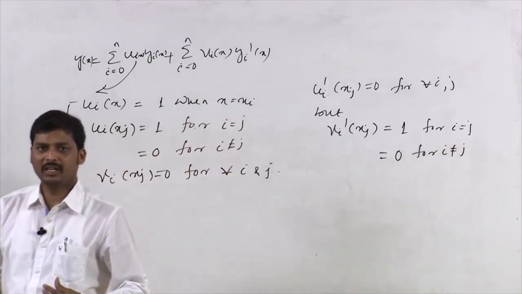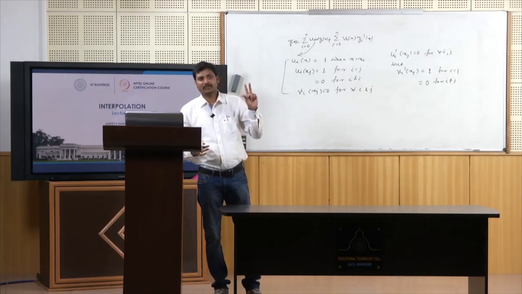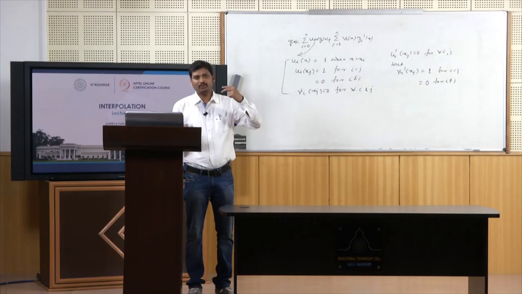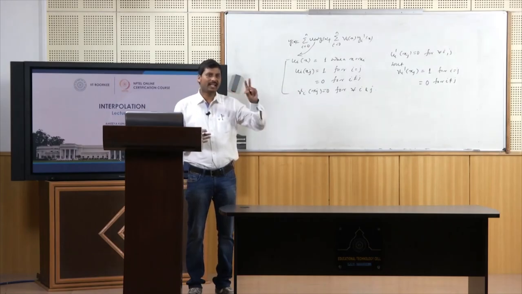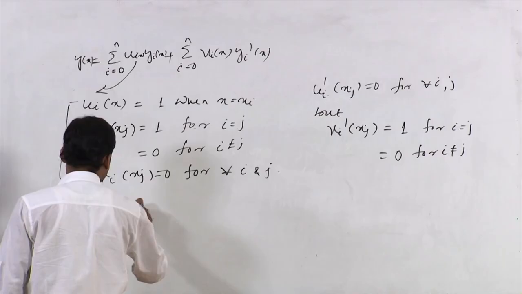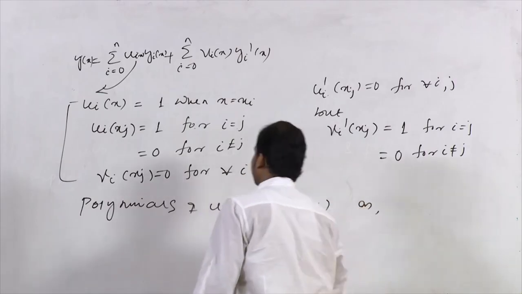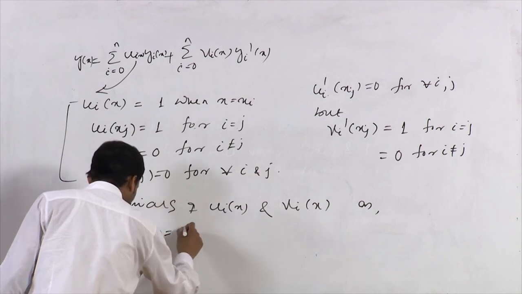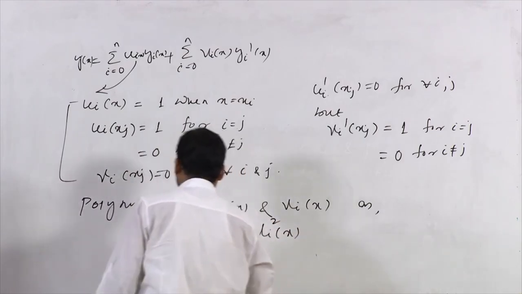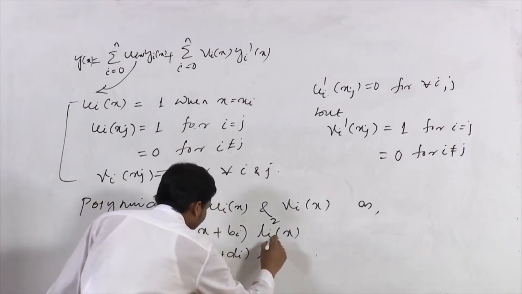Then we can combine these to form a Hermite interpolating polynomial of degree 2n plus 1. If we want to associate this with the Lagrangian interpolating polynomial of degree n, we can represent the polynomials ui x as ai x plus bi into li x square. Similarly, vi x can be written as ci x plus di times li square of x.